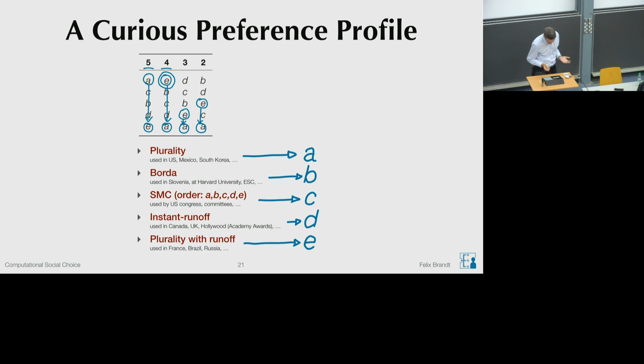But this axiom is only satisfied by 2 of these rules. 3 of these rules violate this axiom. So just to give you an example of what kinds of properties we have in mind when we talk about axioms.